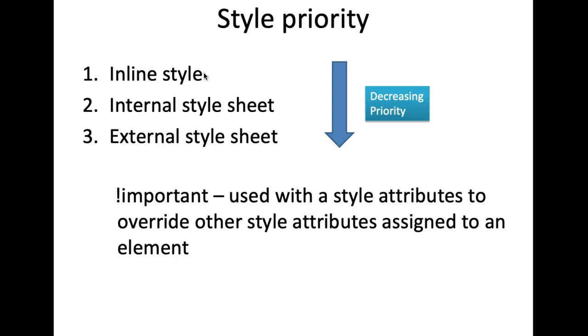So if I had an inline style that colored an H2 tag to be red, and I had an external style sheet down in the priority list, but it had that exclamation point important, then that style would override the one that is in closer proximity, which is in point 1 there, the inline style.